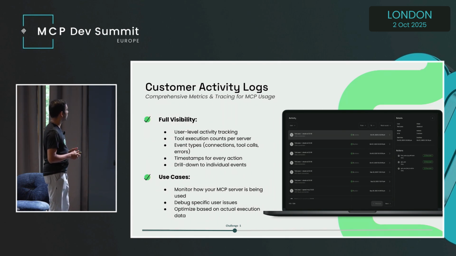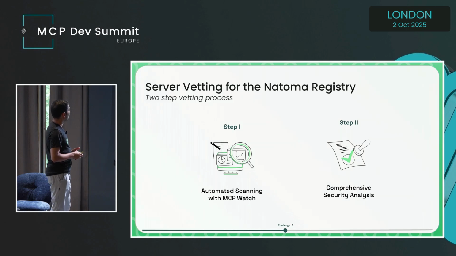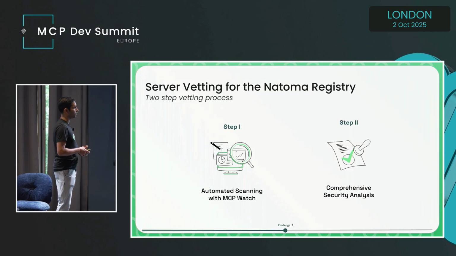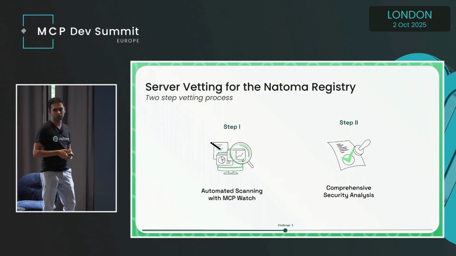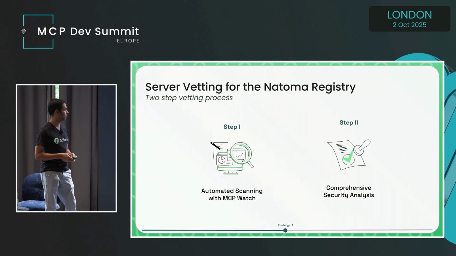This is the activity logs side of things. Now, this has been a very interesting problem that we have been facing. Still, including the community servers, we have around 10,000 plus servers. How do we know what we even mean by this server is safe versus this server is not safe, and what's the definition of that safety?